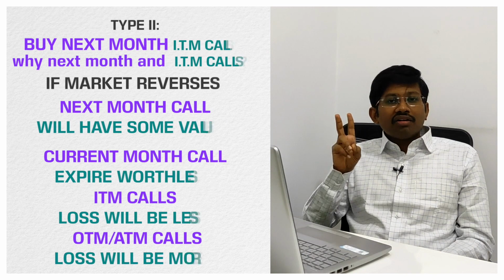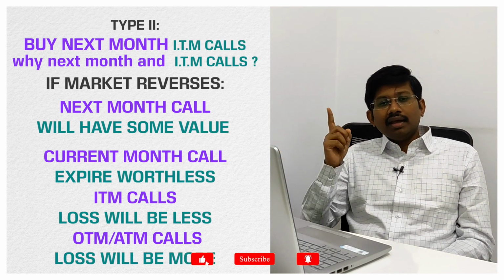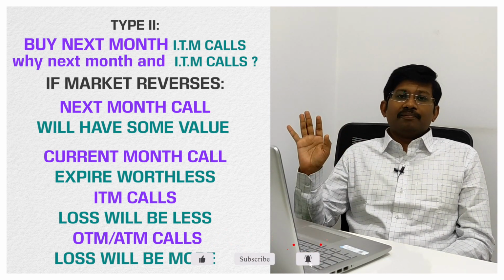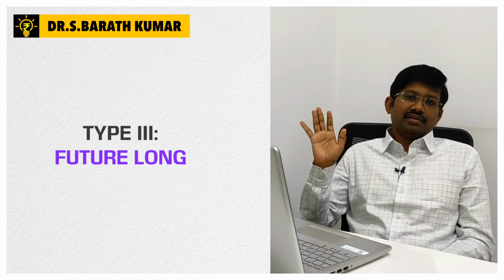So I always prefer buying, if it is for adjustment purpose, next month in the money call and never an OTM or an ATM call. So this is the second type of adjustment. There is a third type where we can simply go long in the futures.